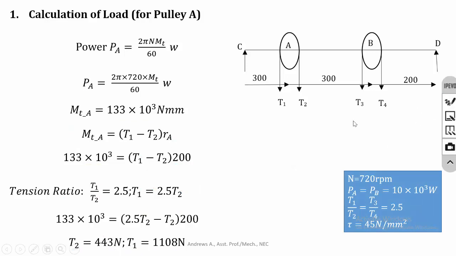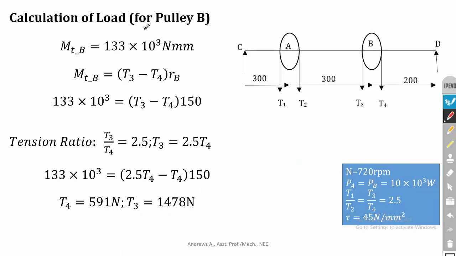Then similarly, we have to calculate the load for pulley B also. Okay, so both the pulleys are subjected to same amount of power, so the torque will be equal. So MTB is same as MTA, that is 133 into 10 power 3 Newton mm. Then the first equation is MTB is equal to T3 minus T4. In the case of pulley A, it is T1 minus T2. Here it is T3 minus T4 into RB. Okay, the radius of the pulley B.